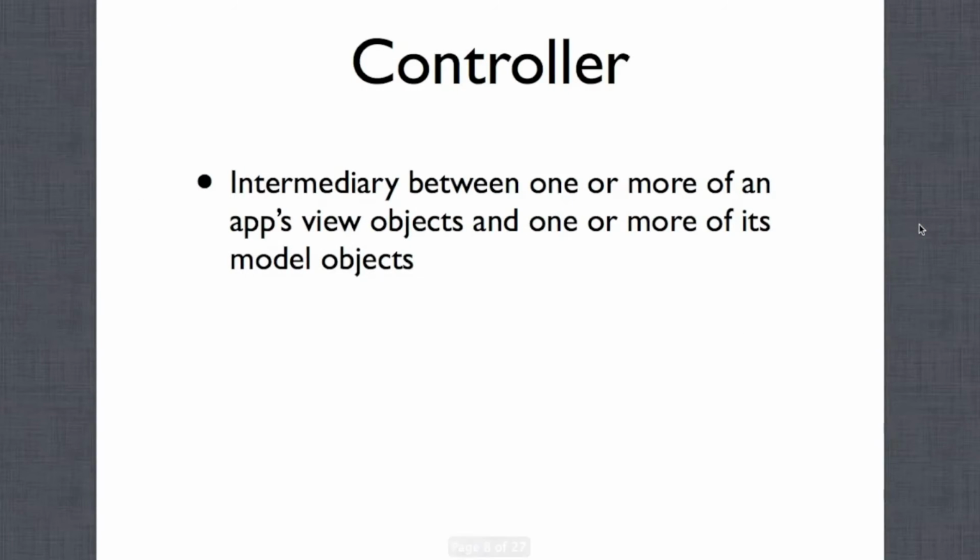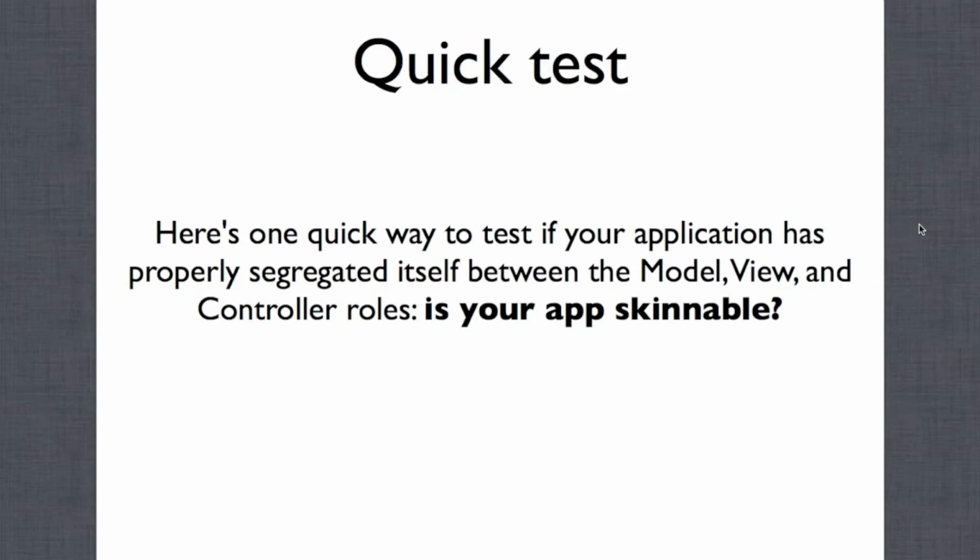The thing that connects the view and the model is the controller. It's an intermediary between one or more of the application's view objects and one or more of its model objects. So this is the bridge that connects model and view. And what I just explained is the idea. It's a really, really generic idea of MVC. There are more things to it. There is a special flow that says, well, you can talk this way and you cannot talk this way. I'm not going to touch it too much. But the idea is pretty simple, and it's kind of logical.